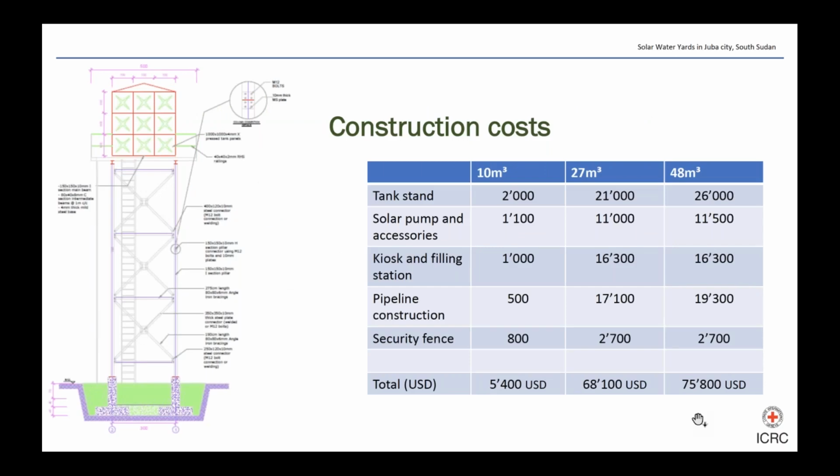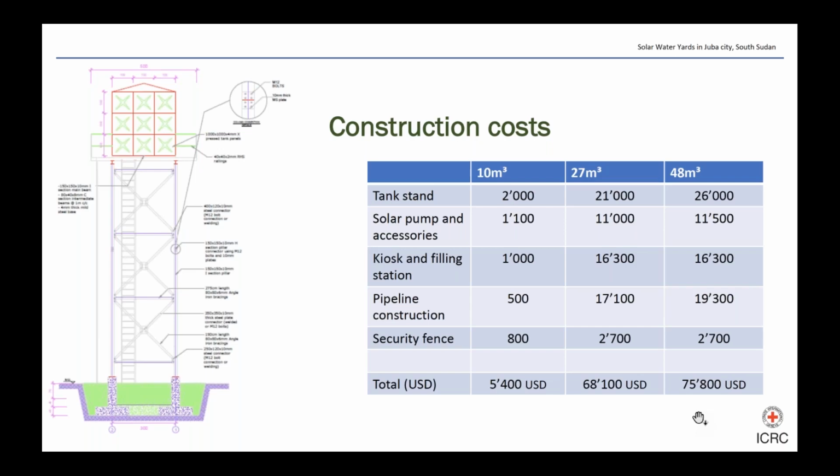If we look at the costs of construction of the water yard, its main components are the water storage tank, the pump and its accessories that include the solar panel, the kiosk and the filling station, the pipeline, and the security fence. The 10 cubic meter design costs approximately $5,400. The 27 cubic meter design costs $68,100, and the 48 cubic meter design costs $76,800. What's important to note is that these costs do not include the drilling of the borehole, which is approximately $77 per meter.